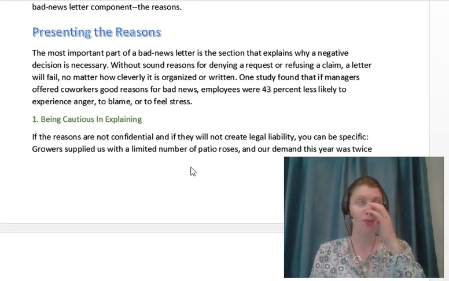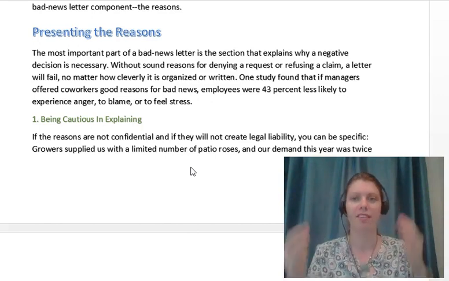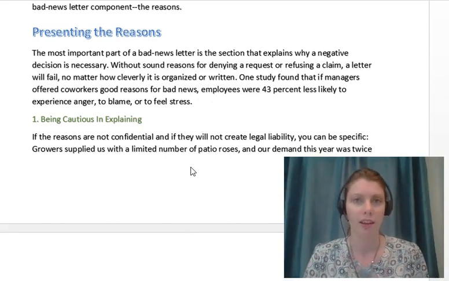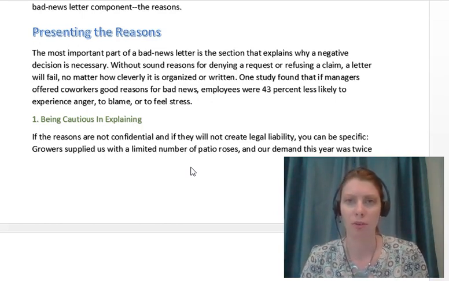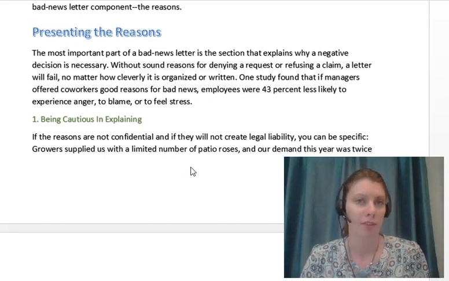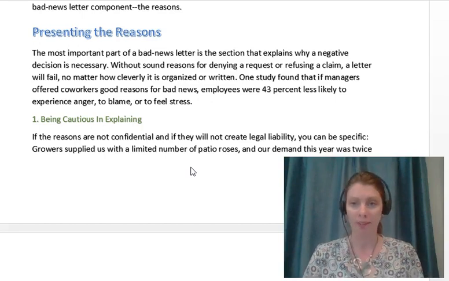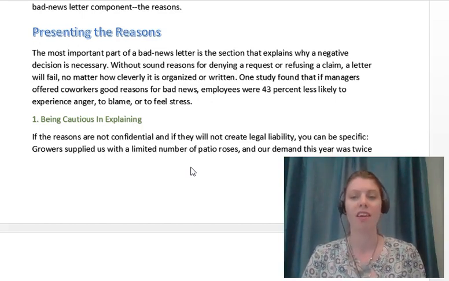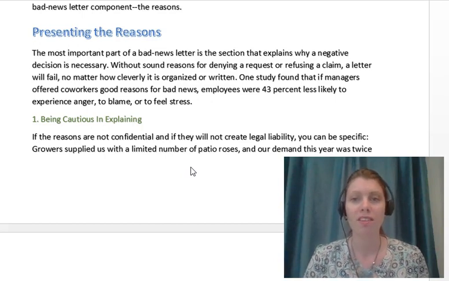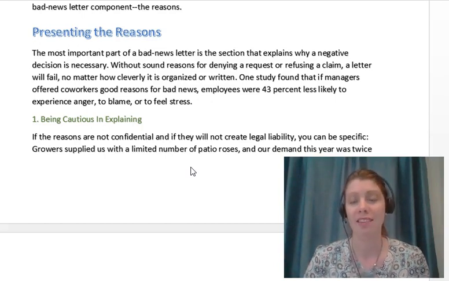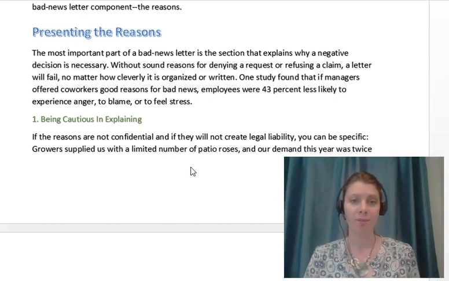So the most important part of a bad news letter is the section that explains why a negative decision was necessary. So without sound reasoning for denying a request or refusing a claim, then the letter will fail. No matter how cleverly it was organized or how well written, it will fail if it does not provide reasons. So one study found actually that if managers offered coworkers good reasons for the bad news, then employees were 43% less likely to experience anger, to blame people, or to feel stressed about it.